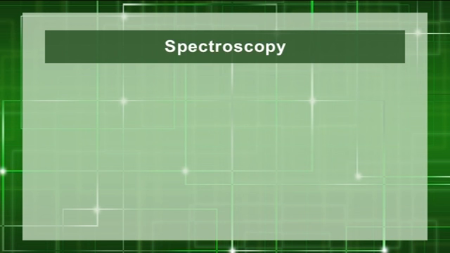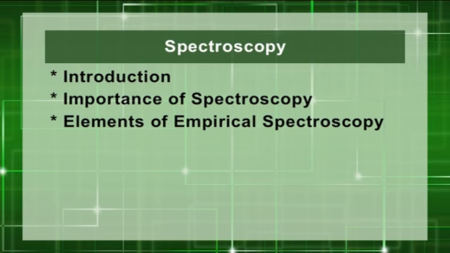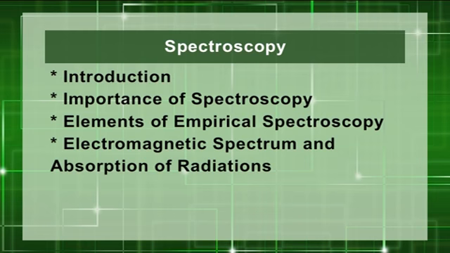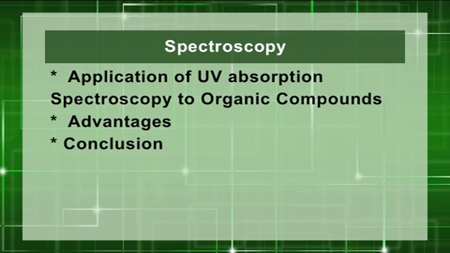This topic is divided into these modules: introduction, importance of spectroscopy, elements of empirical spectroscopy, electromagnetic spectrum and absorption of radiations, and applications of UV absorption spectroscopy and their advantages, and we will conclude this in the end. Coming to introduction to spectroscopy.